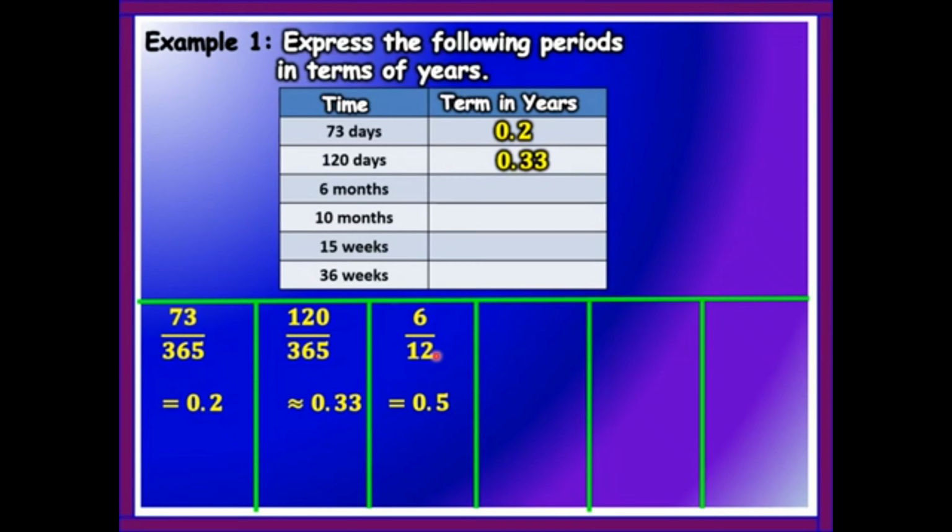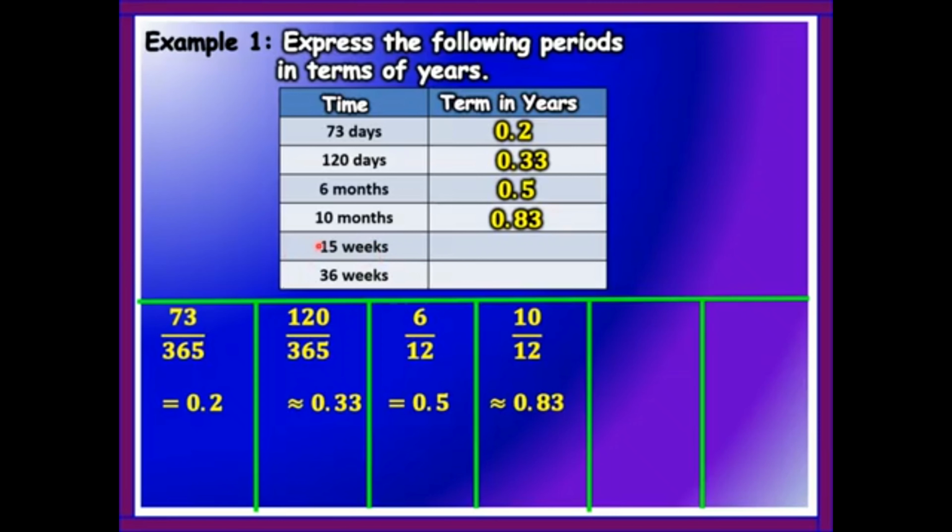So there's a half year for 6 months, or 0.5 in decimal. So therefore, that is 0.5. Next, we will express 10 months in years. So we will have 10 divided by 12, since there are 12 months in a year. So expressing this in simplest form or in lowest term, that is 5 over 6, or in decimal, that is almost equal to 0.83. So therefore, we will have 0.83 here.